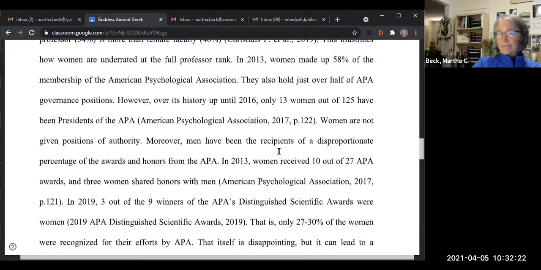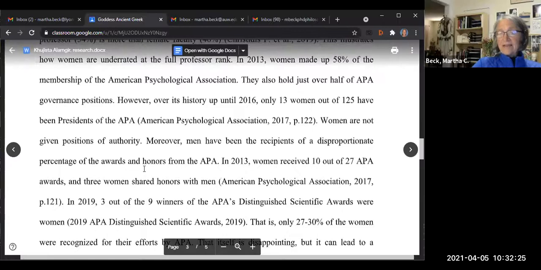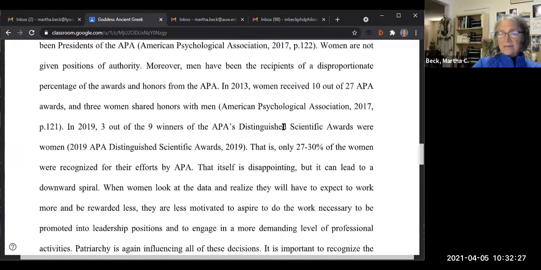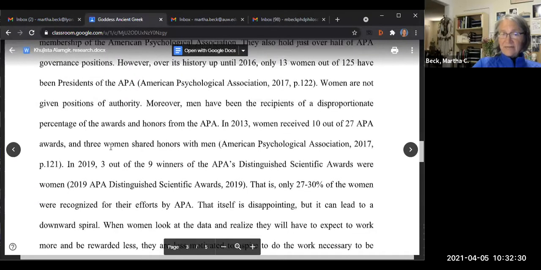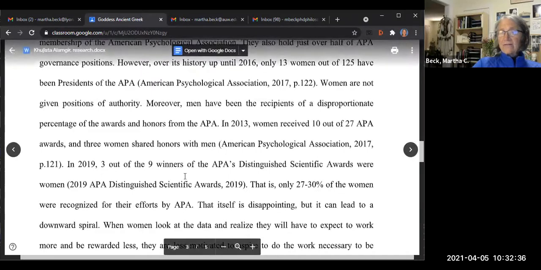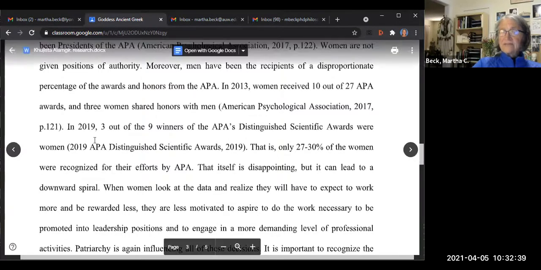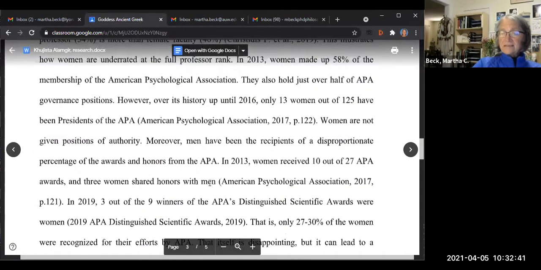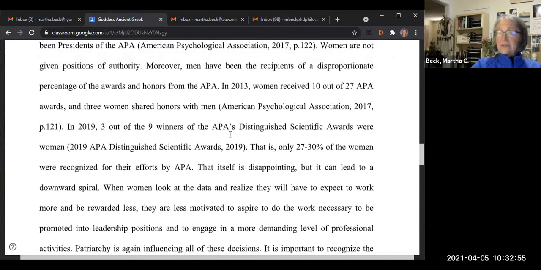Further, men have been the recipients of a disproportionate percent of honors. That's the status. So they received 10 out of 27 awards. Okay, 3 out of 9 of the winners, blah, blah, in 2019. So you could have one more sentence that says, even today, without factoring in the averages that would go in the past, even today in 2019, they're not proportionately given the same status.